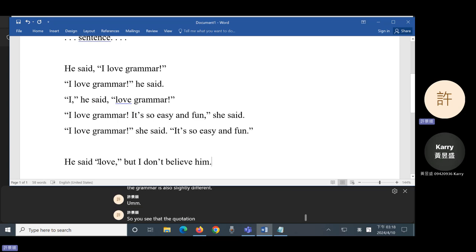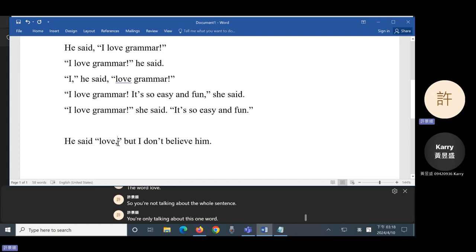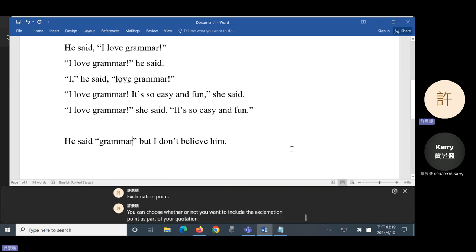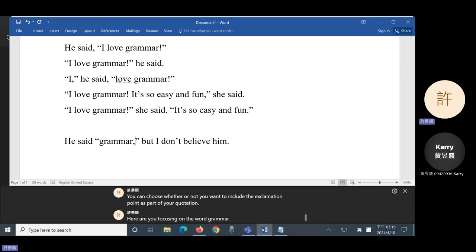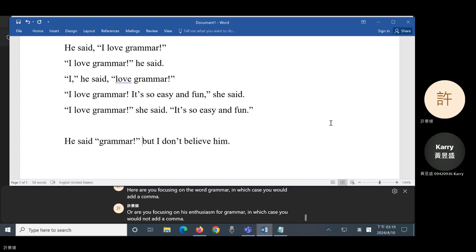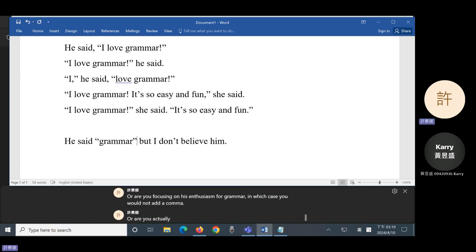So you see that the quotation is only around the one word that you're talking about. He said the word "love." So you're not talking about the whole sentence. You're only talking about this one word. Again, the comma comes within the quotation mark. But if we, for example, we choose the word grammar. In the original quotation, he said, "I love grammar!" You can choose whether or not you want to include the exclamation point as part of your quotation here. Are you focusing on the word grammar, in which case you would add a comma? Or are you focusing on his enthusiasm for grammar, in which case you would not add a comma? Or are you actually saying two sentences?